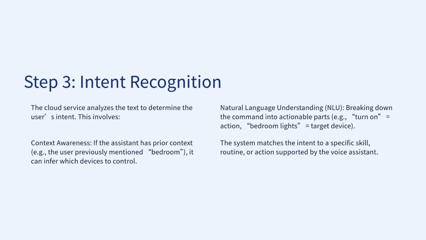Context awareness. If the assistant has prior context, for example, the user previously mentioned bedroom, it can infer which devices to control. The system matches the intent to a specific skill, routine, or action supported by the voice assistant.